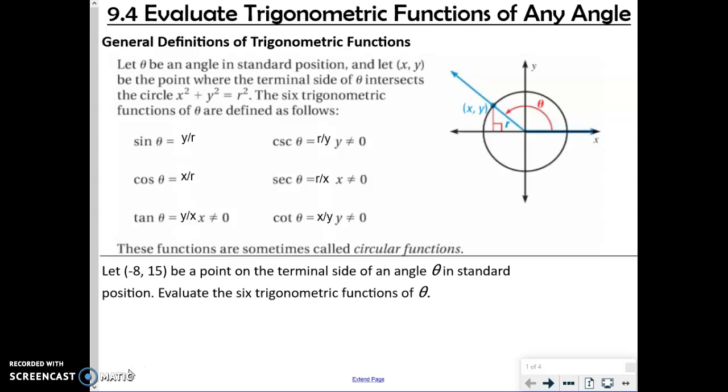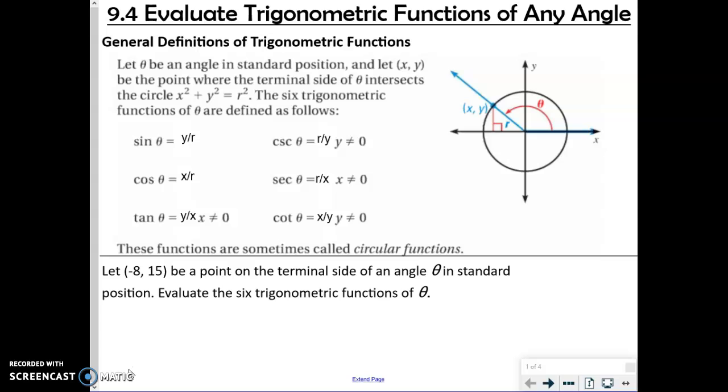Today our lesson is 9.4, evaluate trigonometric functions of any angle. So when we take a look at what we're doing for today, we're going to get more into what happens if it's just an angle that's found somewhere on the coordinate plane. And with that, what we have to remember is that everything is going to reference back to theta.